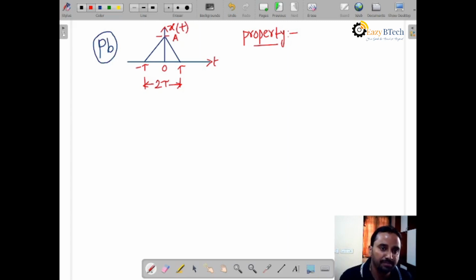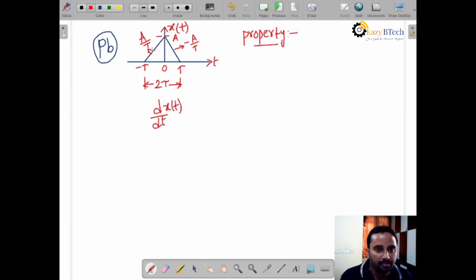Before differentiation, the triangular pulse is a combination of two ramps. One ramp is from minus tau to zero, another ramp is from zero to tau. I'm going to write the slope here. The first ramp has slope A by tau, and the second ramp has slope minus A by tau, a negative slope. How to write the slope? y2 minus y1 by x2 minus x1, simple. Take two points and we can get the slope. Now I'm going to differentiate d by dt of x of t.